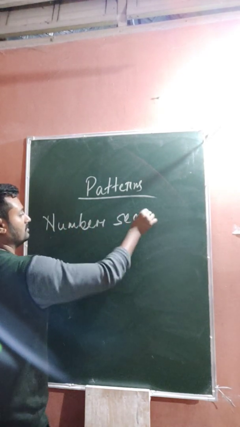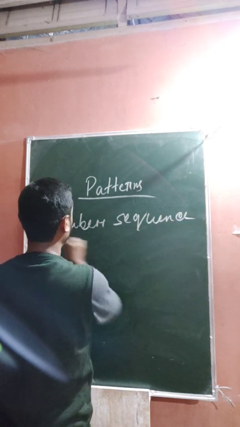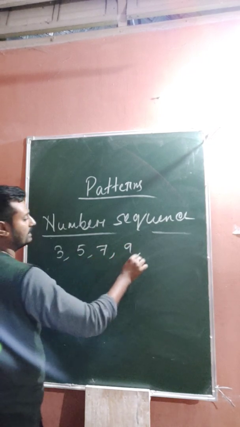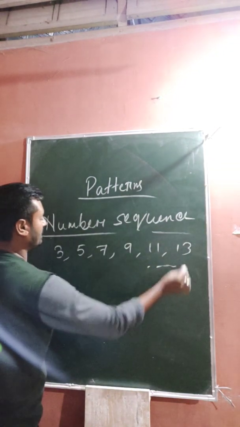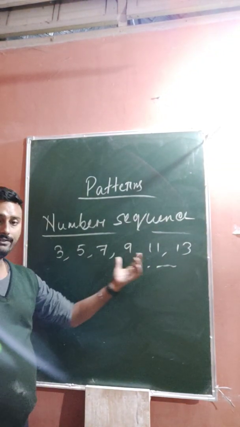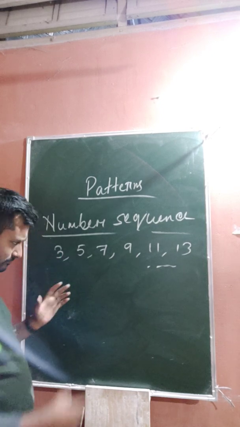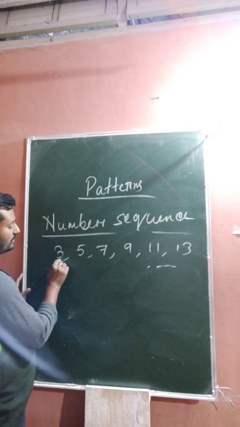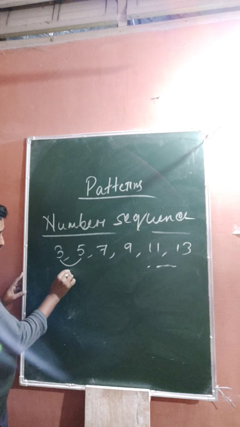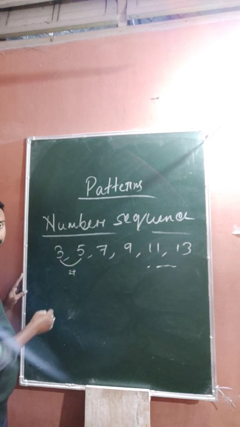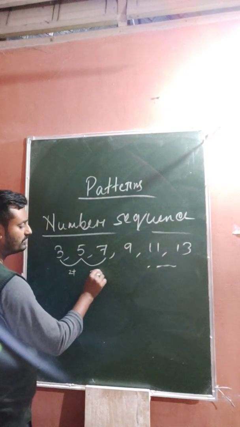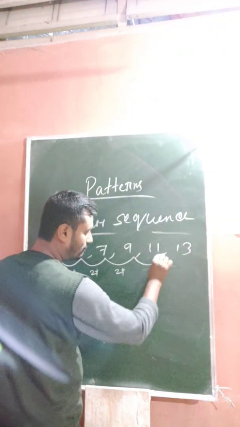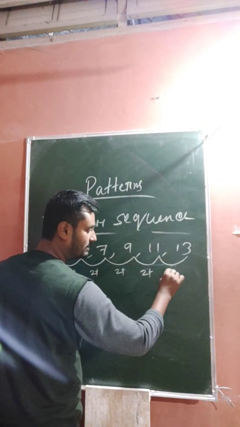Suppose some numbers are given like that: 3, 5, 7, 9, 11, 13. By seeing all the given numbers, you have to get some idea of what the relationship between the numbers is. If you add 2 to the first number, you will get 5. Again, if you add 2 to 5, you will get 7. Again, add 2, you get 9. Again, 9 plus 2 is 11. Similarly, 11 plus 2 is 13.